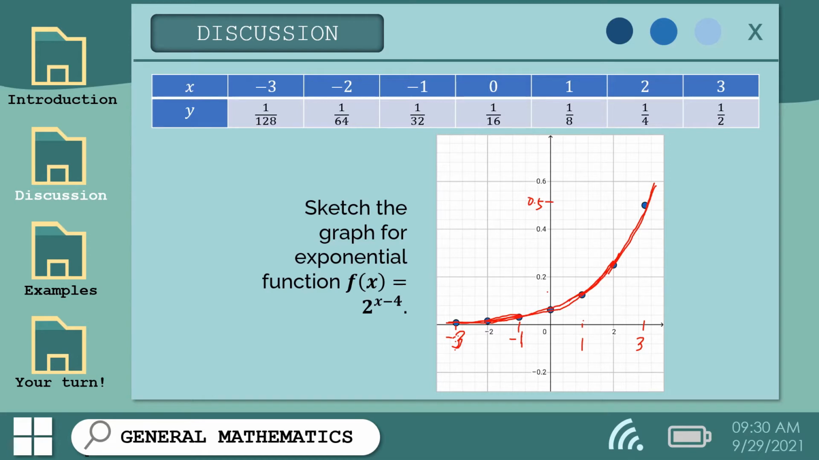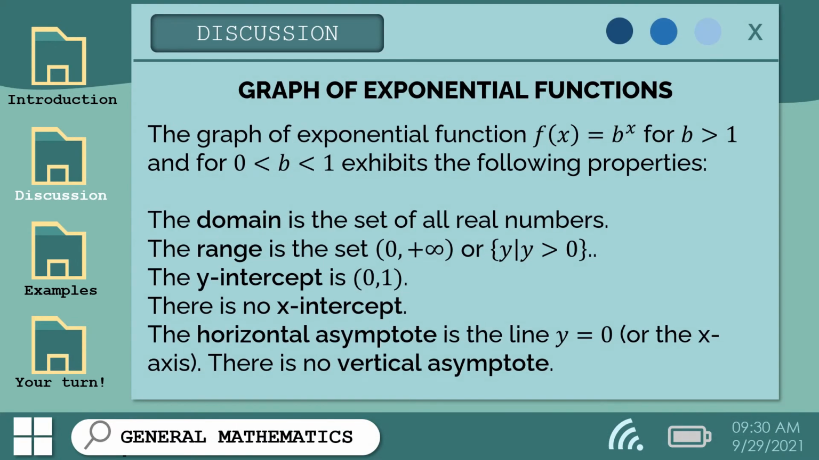And, syempre, kapag sinabi natin graph, may mga properties siya. Meron siyang domain, of course, meron din siyang range. We can identify yung ating x-intercept and y-intercept, then yung zeros, and also we can identify as well yung ating asymptotes. So, proceed po tayo dun. The graph of exponential function f of x is equal to b raised to x for b greater than 1, and for b less than 1 or greater than 0, exhibits the following properties. Yan. So, ito daw yung properties ng ating exponential function.